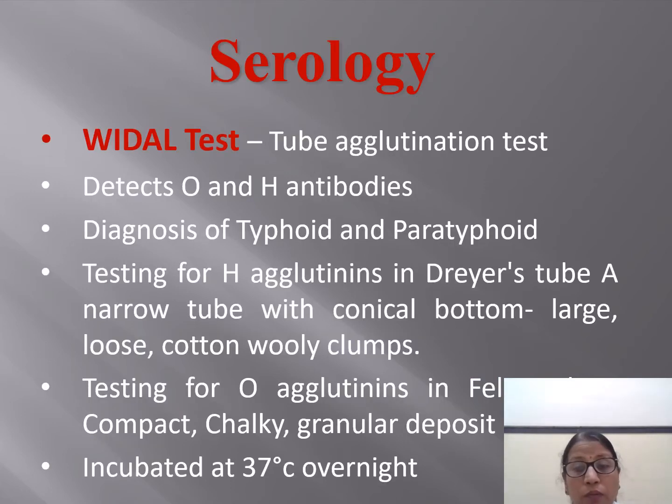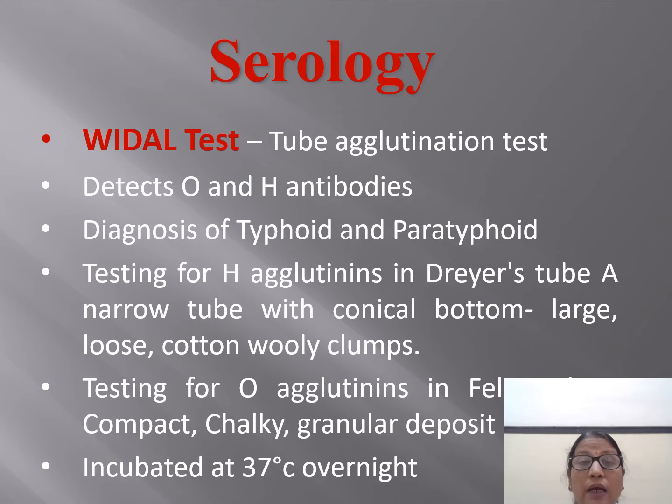So now, once we have prepared antigen, we prepare O antigen and we prepare H antigen: H antigen of Salmonella typhi, H antigen of Salmonella paratyphi A and H antigen of Salmonella paratyphi B. Whereas O antigen is common for all these three strains. Clear? So Vidal test is a tube agglutination test. In this we detect antibodies against O antigen and H antigen of Salmonella typhi, paratyphi A and paratyphi B. So this is basically for diagnosis of typhoid and paratyphoid fever.